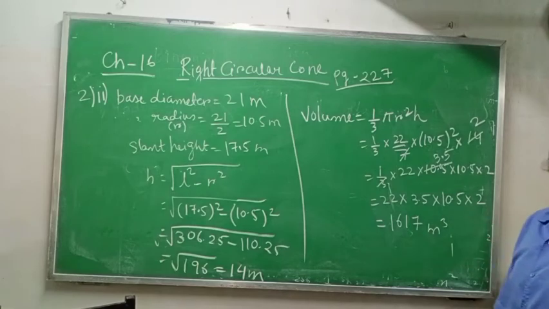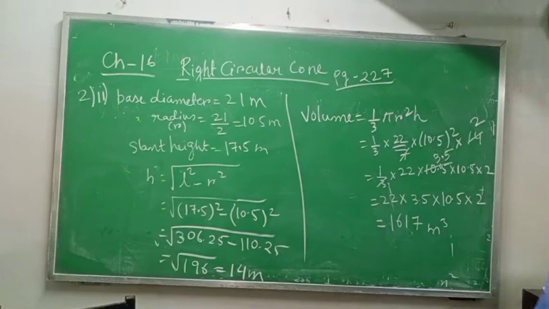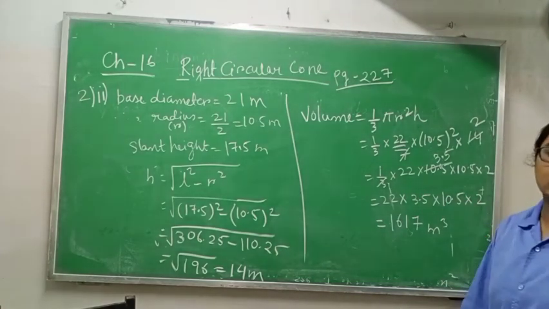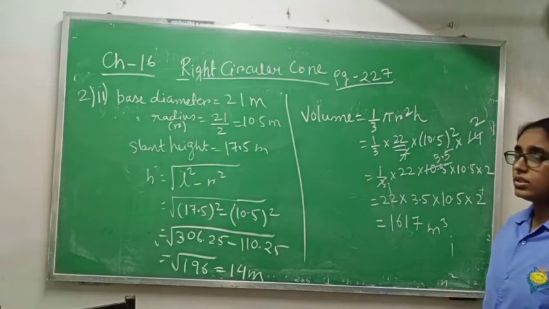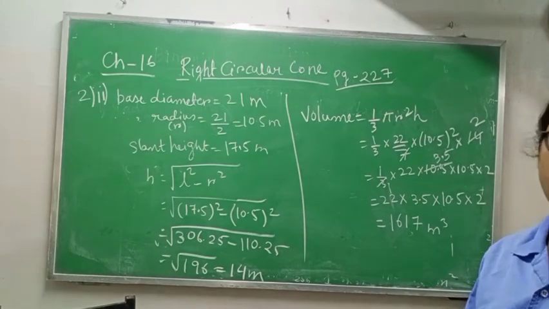You will get 1670 meter cube. I am not showing you how to multiply. I think you know how to multiply when you have decimals. So please do it and write the answer. Volume is 1670 meter cube. Okay, complete this one.